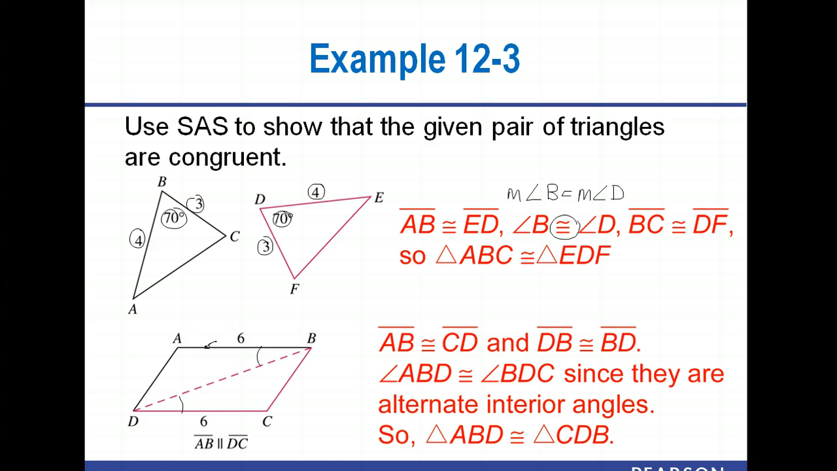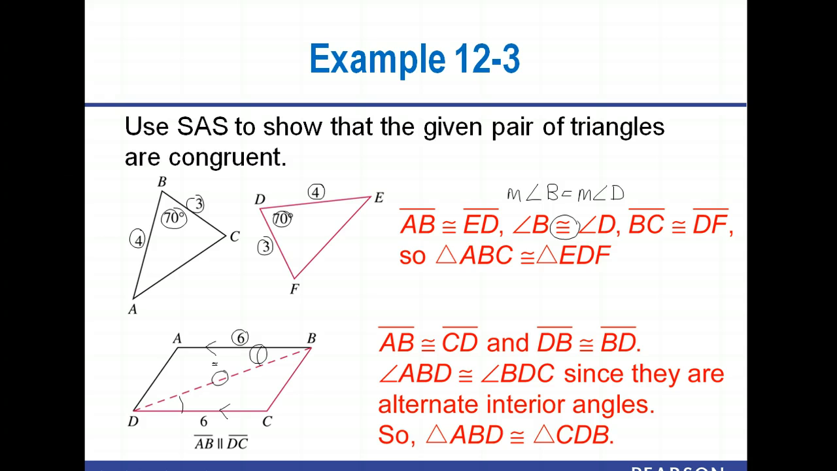since they are alternate interior angles. Remember that this is a parallelogram, so we've got opposite sides being parallel, and BD is the transversal cutting those parallel lines, so that means we have alternate interior angles being equal. So we have by side, let's see if we can label it, side, angle, and then this would be that other side. By side angle side, we have congruent triangles.